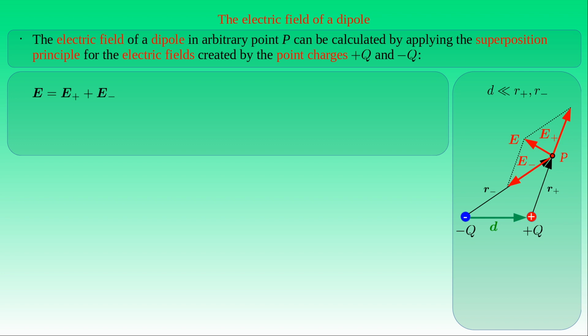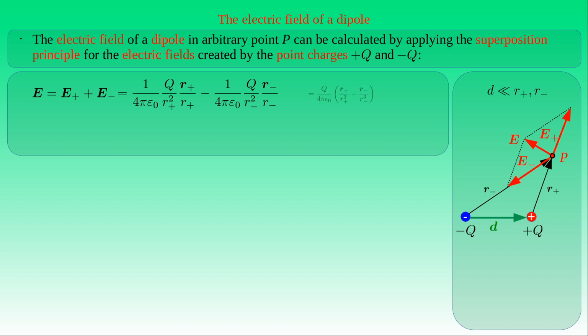Now we substitute the result obtained for a single point charge into this equation, which gives 1 over 4 pi times epsilon naught, times the ratio of the charge q to the square of the length of the vector r sub plus, times the vector r sub plus divided by its length, minus 1 over 4 pi times epsilon naught, times the ratio of the charge q to the square of the length of the vector r sub minus, times the vector r sub minus divided by its length.